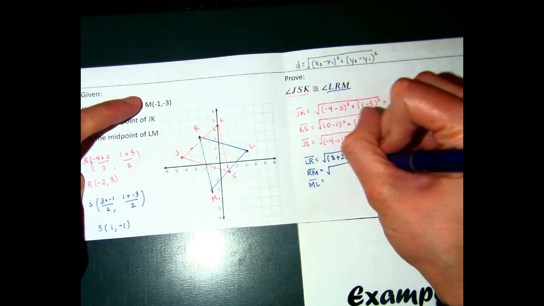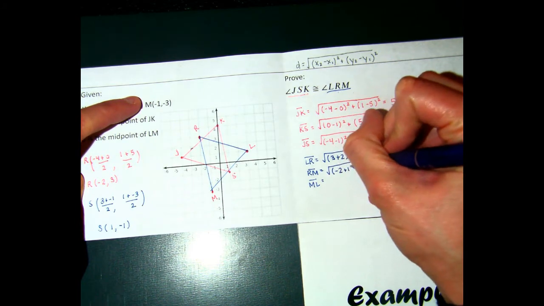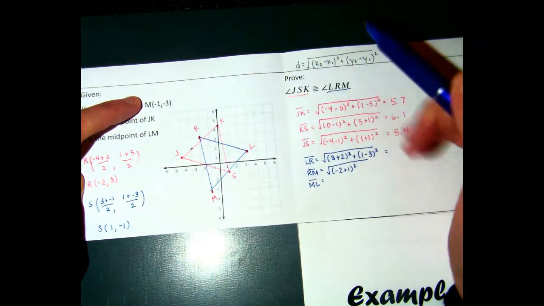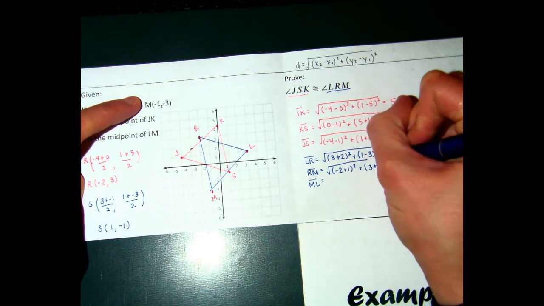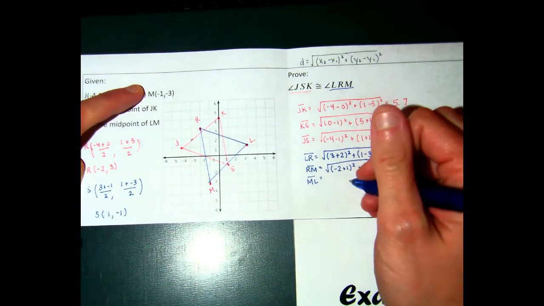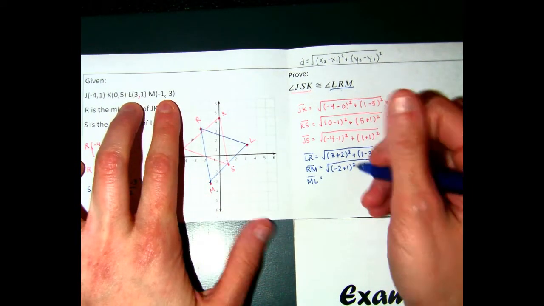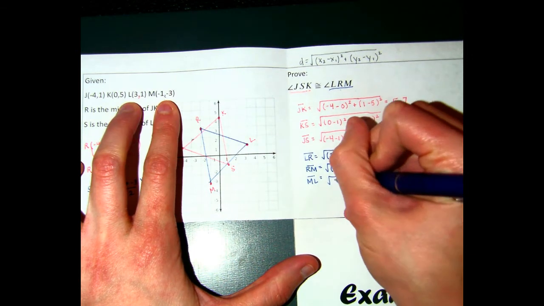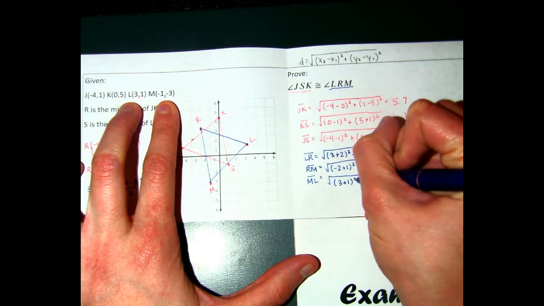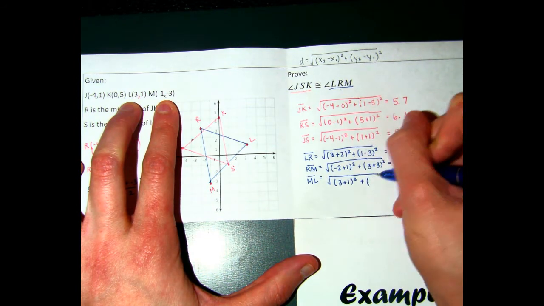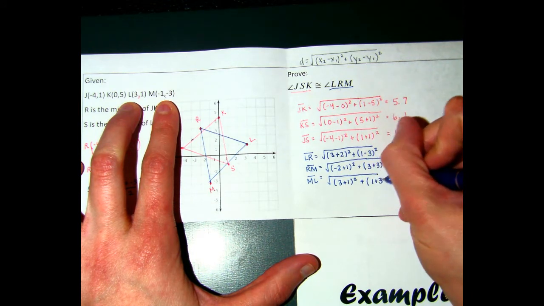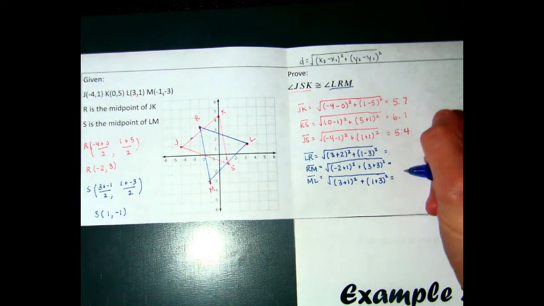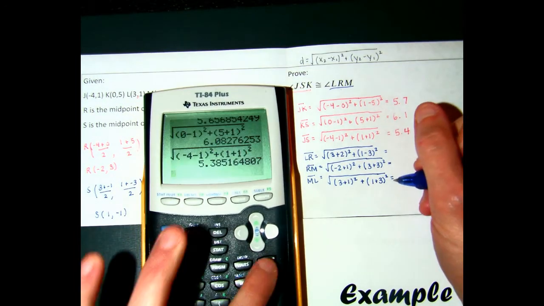RM, I've got negative 2 plus 1 squared, because it's already a negative with M, plus 3 minus negative 3, so plus 3 squared. I'll plug that one in a minute as well. Kind of crooked there. There we go. All right, ML. M and L. 3 minus negative 1, which is plus 1 squared, plus 1 minus negative 3, which is positive 3 squared. All right, I'm going to go back and plug these in just to make sure we do have something that is correct.